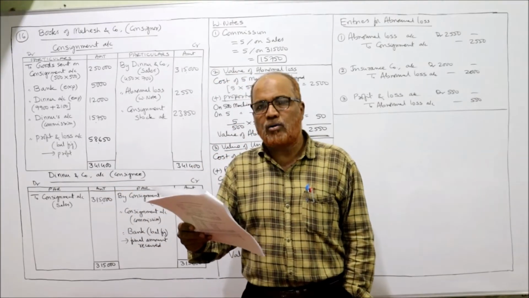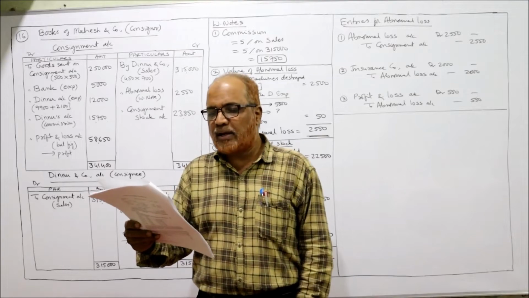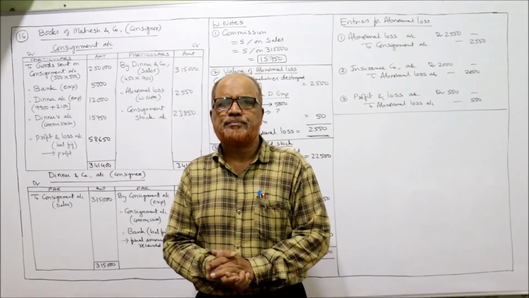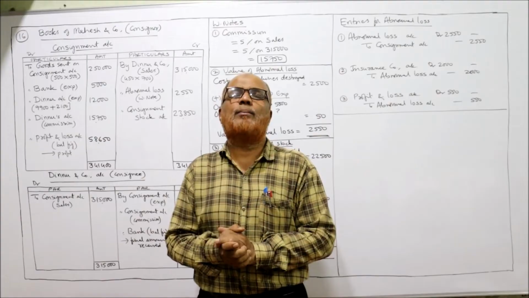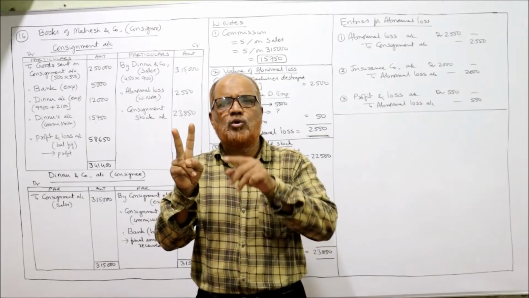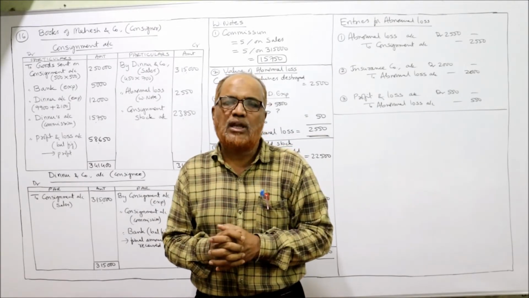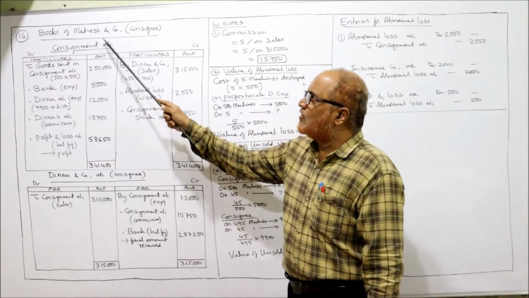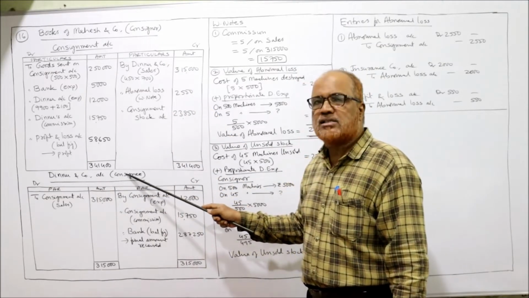Prepare consignment account and Dinnu and Company account in the books of Mahesh and Company, assuming that Dinnu and Company remitted the amount due to them. Very easy comparatively. So here in the books of Mahesh and Company, consignor, only 2 accounts are asked: the consignment account and the consignee account. The name of the consignee is Dinnu and Company. So I am making 2 accounts here.